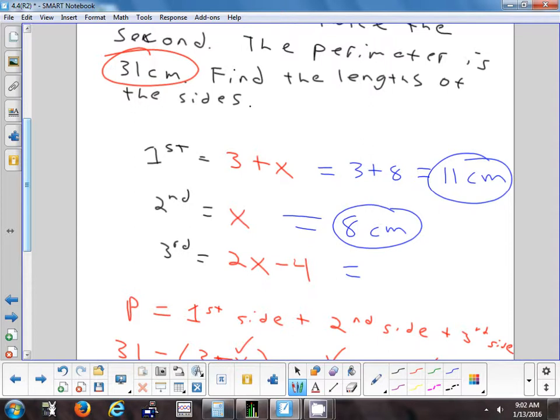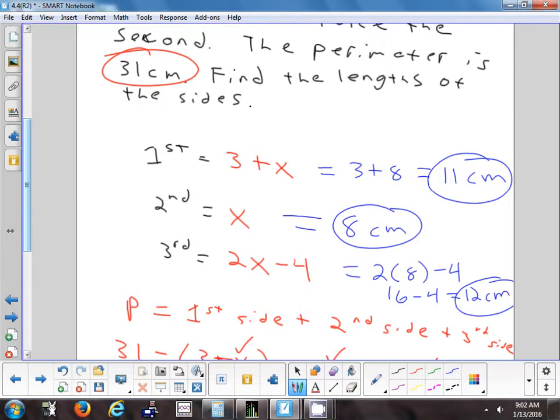Okay, but why 8? X is 8. That's why. Okay, we solved for x. X is 8. So change x to 8. That's why you're doing 2 times 8. So 16 minus 4, which gives me 12 centimeters. Okay, any questions on that?